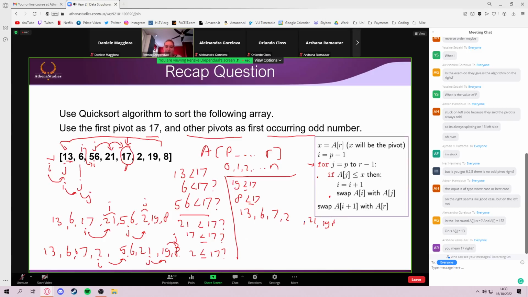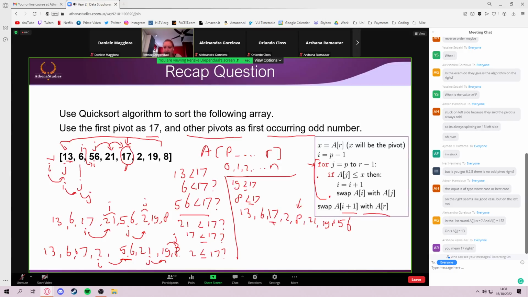Okay, so we said we had to switch the 8 and the 56 around, right? And then the j got to the end, right? So we've completed the for loop, and now we just need to swap this part. So let's see, we had that the pivot point was 17, and i plus 1. See, the i was that 1, 2, 3, 4 up to the 5th element. So 1, 2, 3, 4, 5.